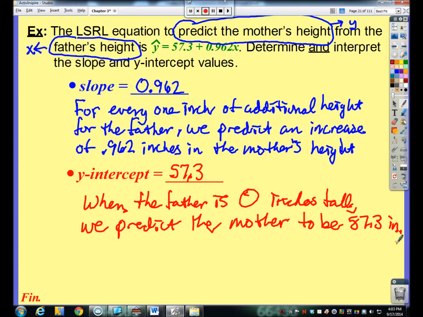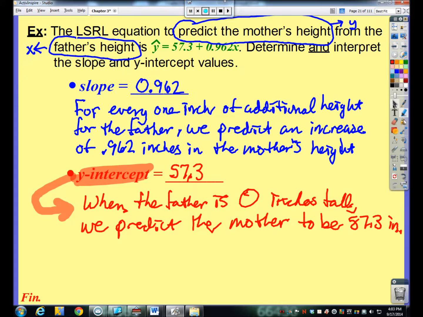Does that mean mom, I don't know, did in vitro fertilization and didn't really need a dad, or what's going on here? What you'll find a lot of the times with the y-intercept interpretation is that it's not really going to make sense, but we still can interpret what that really means. Just in actual context, it may not make much sense.